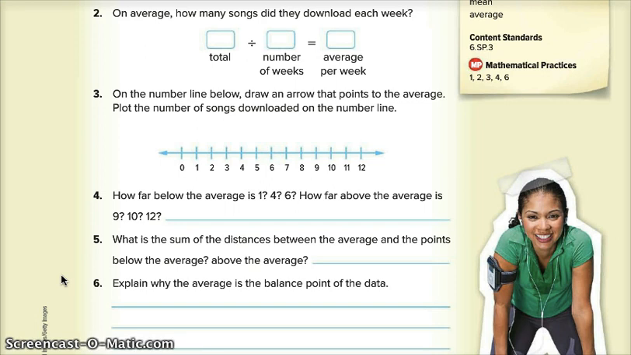So by now you figured out that the average of the amount of songs downloaded per week would be about 7 songs because the total was 42 and the number of weeks was 6. So you're going to continue to work through your questions. Now on the number line, draw an arrow that points to the average and plot the number of songs downloaded on the number line. So you're going to plot each point that represents the number of songs from the table, and then you're going to answer numbers 4, 5, and 6 based off of the information that you have on the number line.